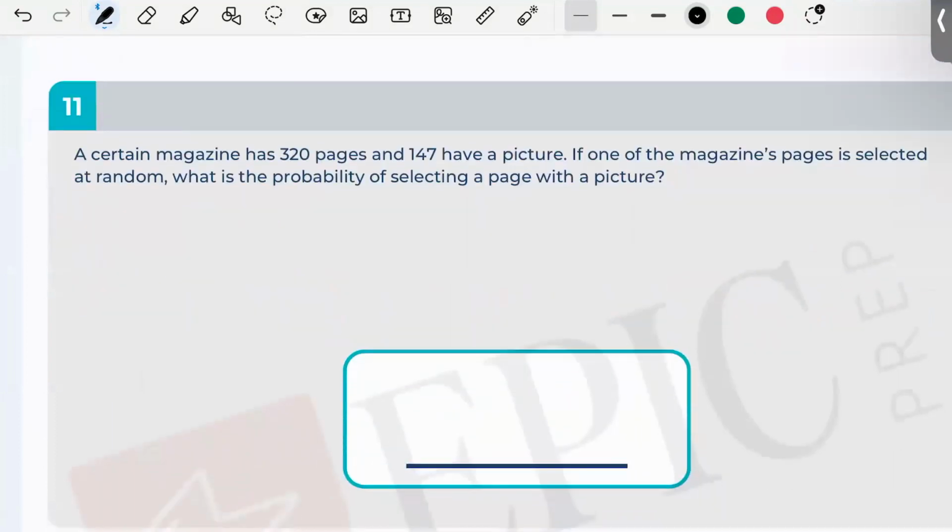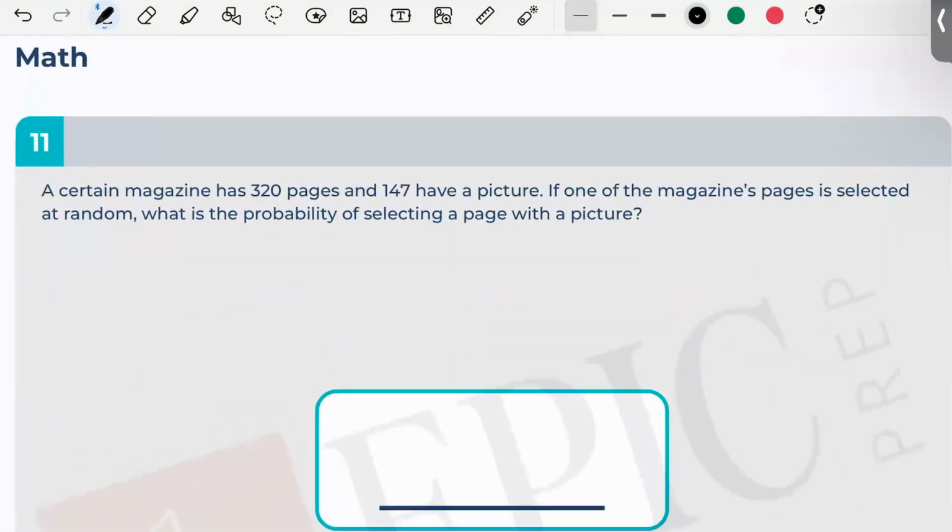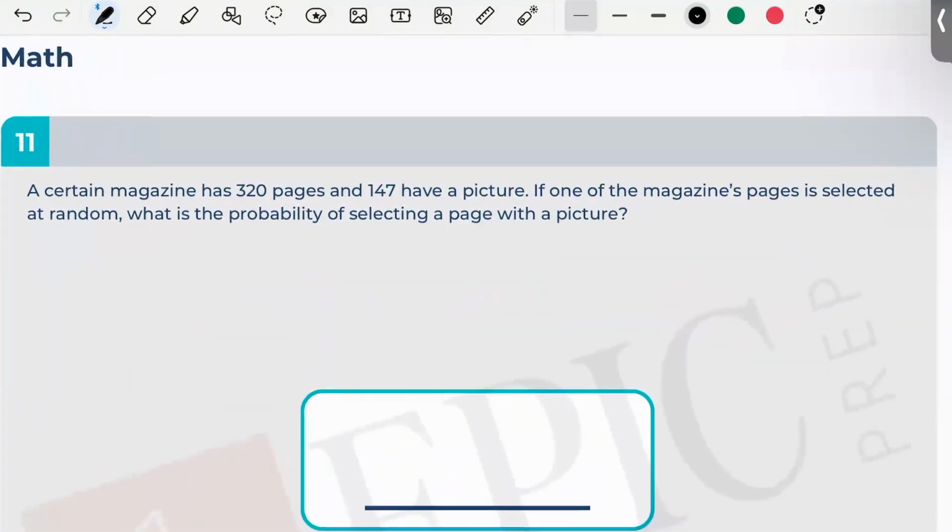Okay, amazing. A certain magazine has 320 pages and 147 have a picture. If one of the magazine's pages is selected at random, what is the probability of selecting a page with a picture? Okay, so simple. Pages with a picture is 147 over 320.